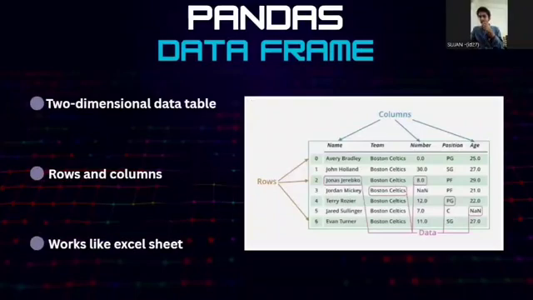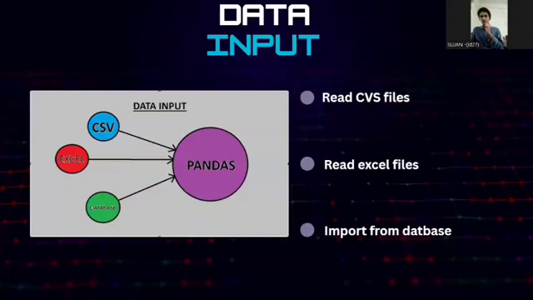Now let's talk about pandas data frame. A pandas data frame is a two-dimensional data structure. You can think of it as a table with rows and columns, similar to an Excel spreadsheet. For example, if we want to store data of students with their name, ID, and mark, then each student's information will be in a row, and the columns will be name, ID, and mark. Now moving to the next slide.